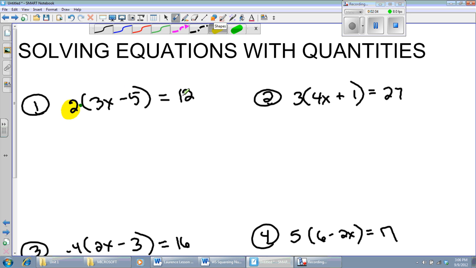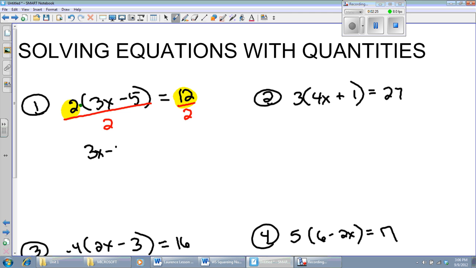Well, you notice this 12 over here? Does the 2 go into the 12 evenly? It sure does. 12 can be divided by 2. What I'm going to do to both sides is, since this 2 is attached to the quantity by multiplication, I'm going to divide by 2. But if I do it on the left-hand side, I have to do it on the right-hand side. And then I will end up with 3x minus 5, because the 2's canceled, and 12 divided by 2 is 6. All right, now I have a two-step equation.